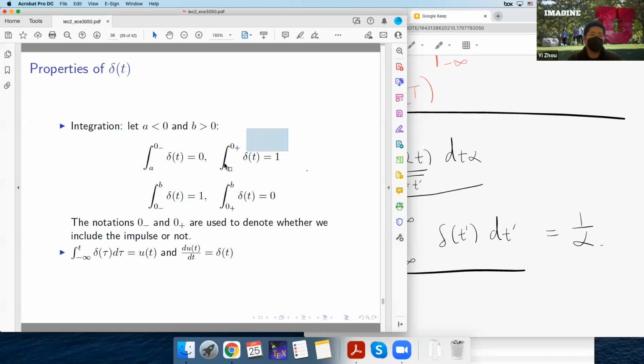So the only 2 cases that will give you a non-zero value is when this integration is between a negative number a to 0 to the positive side, or between 0 to the negative side to a strictly positive number. So both intervals will strictly contain the original point, where all the energy of this impulse is. So by taking the integration over these 2 intervals, we can get a constant value 1.